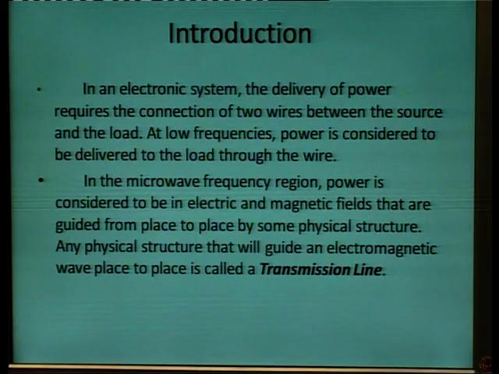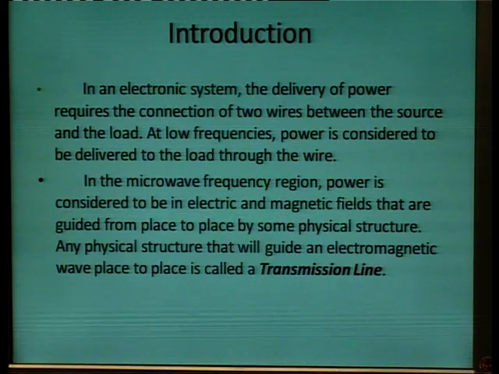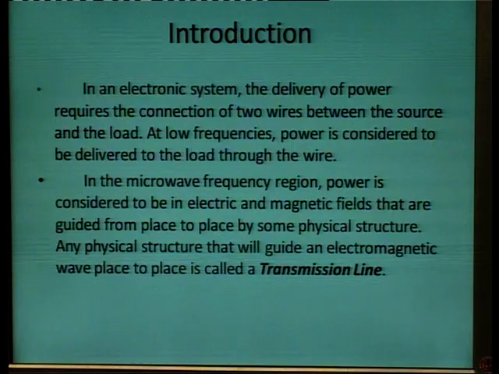First of all, an introduction about what is a transmission line. In an electronic system, the delivery of power requires the connection of two wires between the source and the load. At low frequencies, power is considered to be delivered to the load through the wire, and in the microwave frequency region, power is considered to be in electric and magnetic fields that are guided from place to place by some physical structure. Any physical structure that will guide an electromagnetic wave from place to place is called a transmission line.